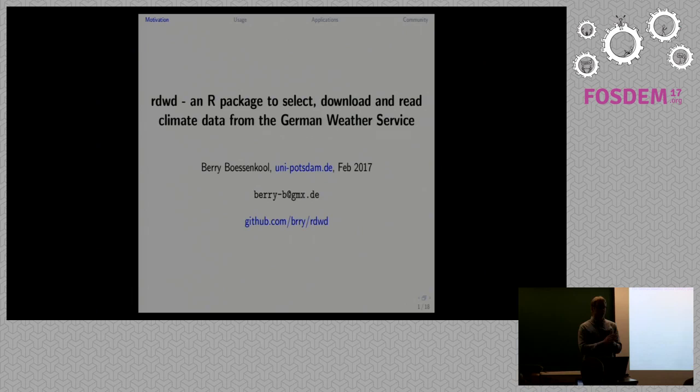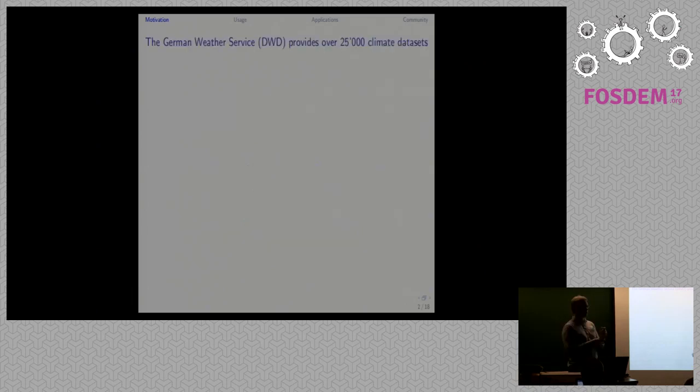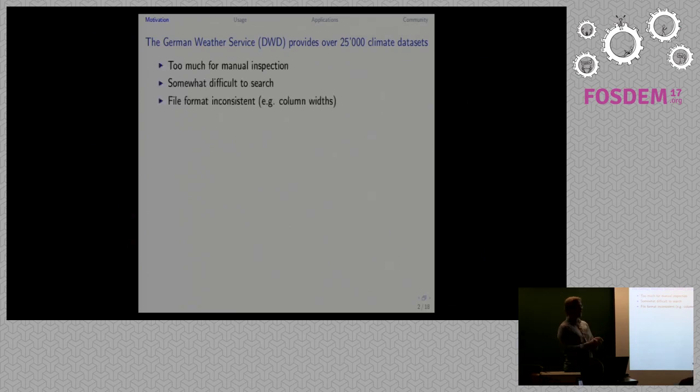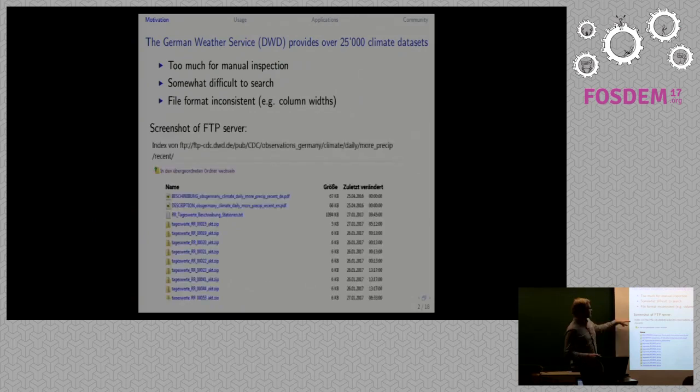The German Weather Service, or in German, Deutscher Wetterdienst, that's what DWD stands for, has a lot of datasets online, like over 25,000 files. That's a bit too much to inspect manually. Also, it's difficult to search all that. And as I said, they're not always completely consistent, also not in formatting like column widths and stuff like that. Here's a screenshot of the FTP server where that is located. You can maybe see that this is a somewhat medium-length URL, and there are a bunch of files available there.